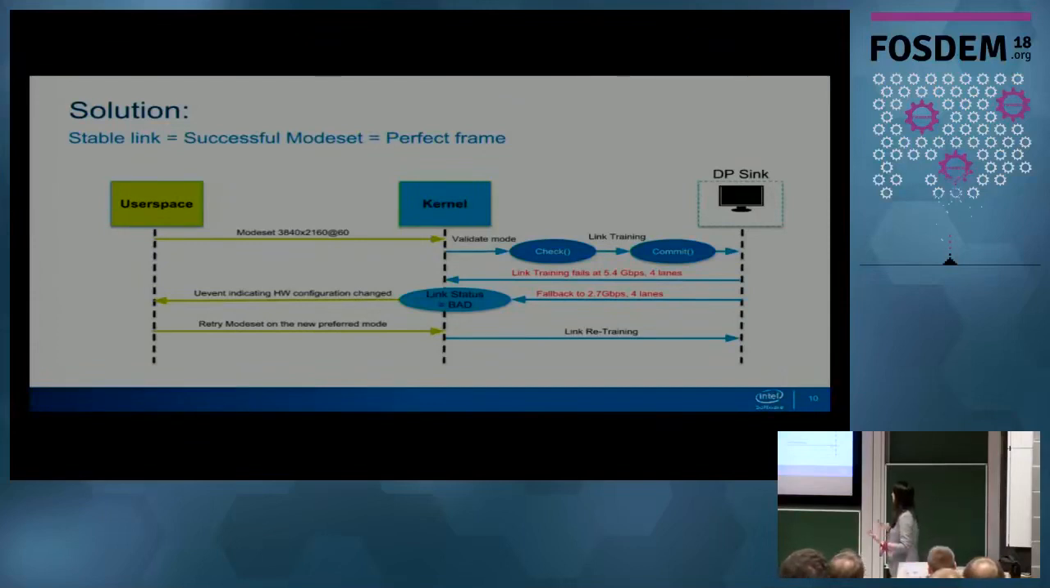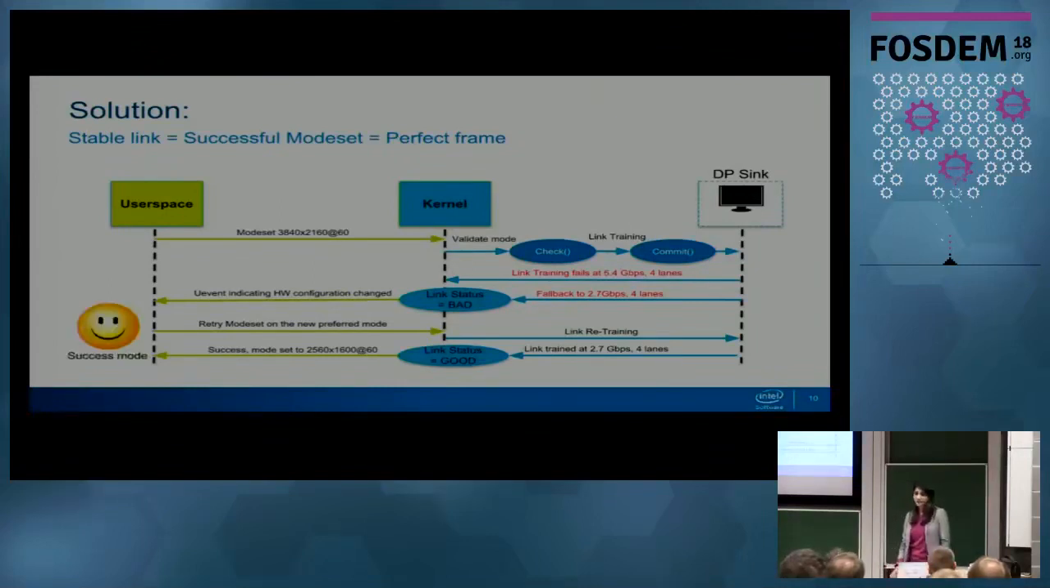So at this time, the kernel gets the mode set request. It's going to go through the same phases, but this time it's training at the lower values, and the link training is hopefully going to succeed, and we get a successful mode. So this actually happens for all the combinations.